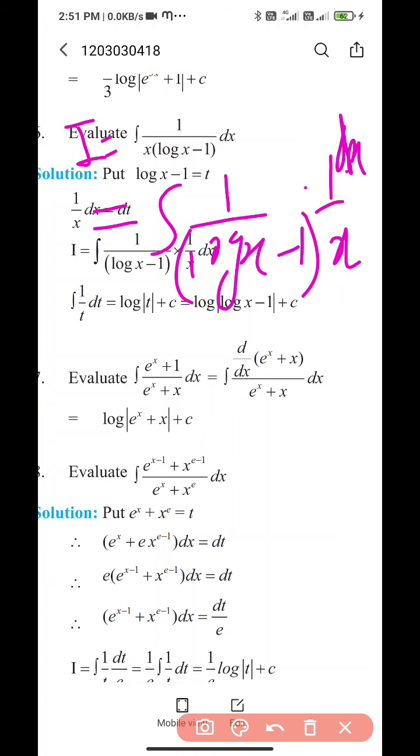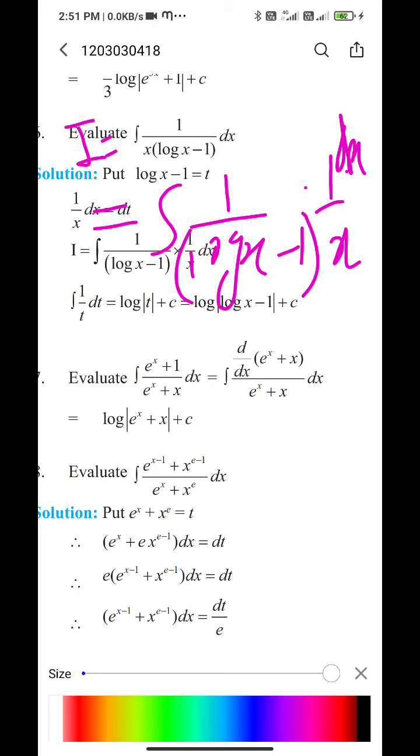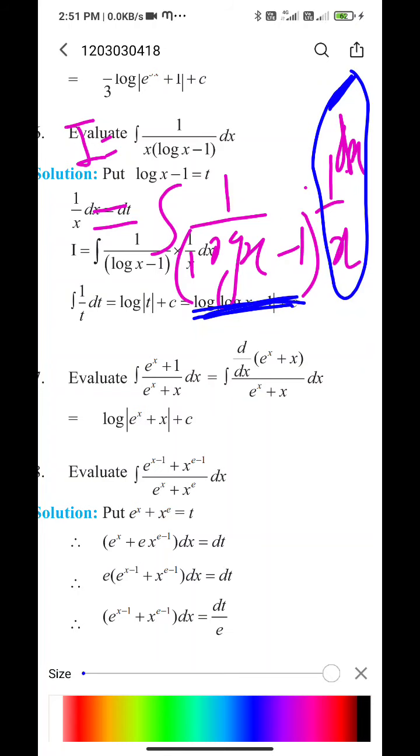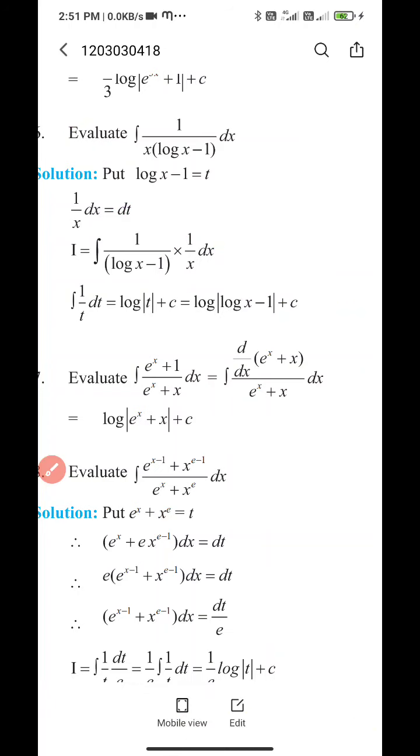Why did I do that? Because I know that this function has this whole thing as its derivative. So the thing I have circled over here, you can put it as dt. This function can be put as t, and then you can use the formula. So let's see what they have done. Log x minus 1 equal to t. So they differentiate this with respect to x, right?